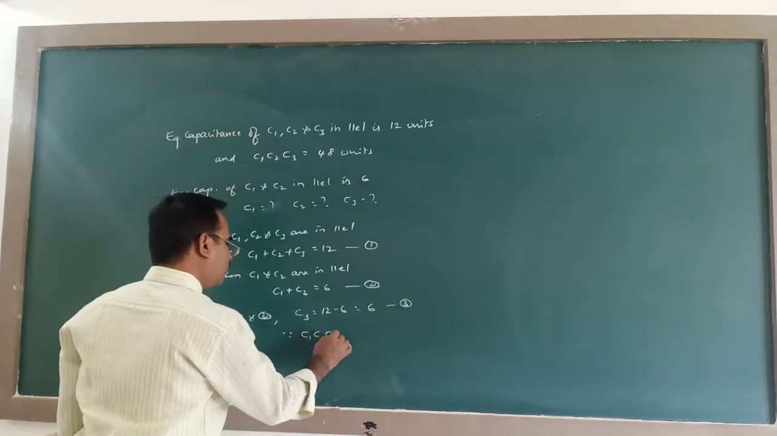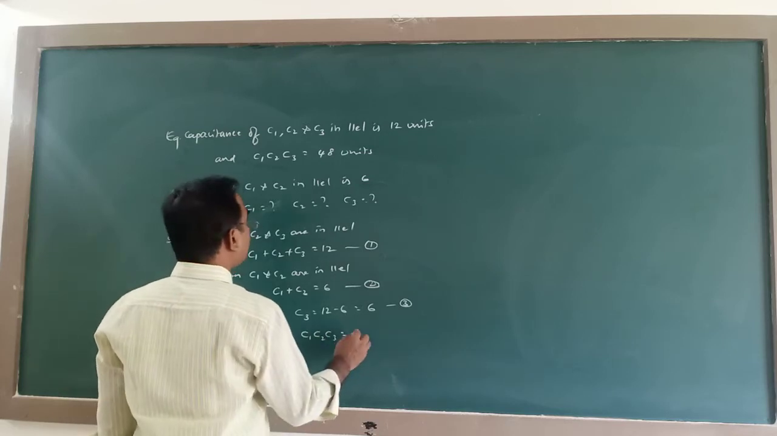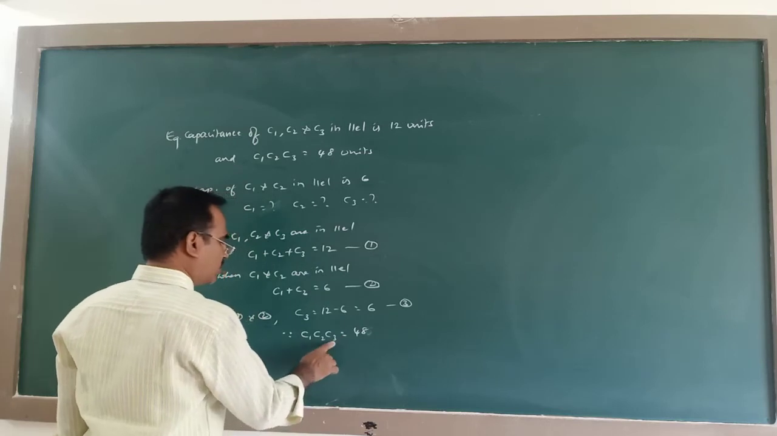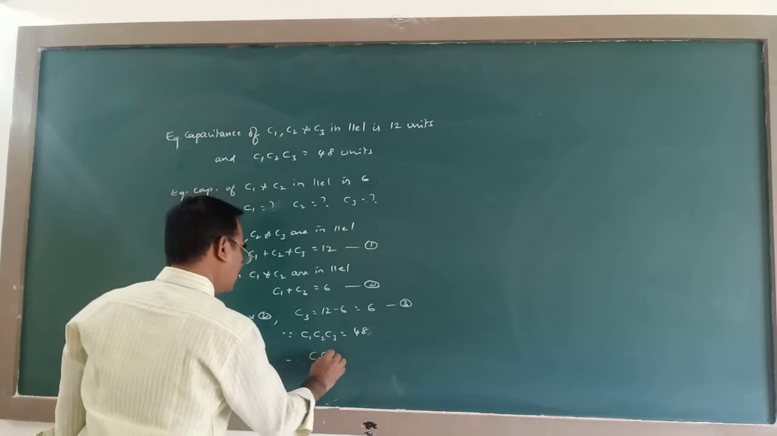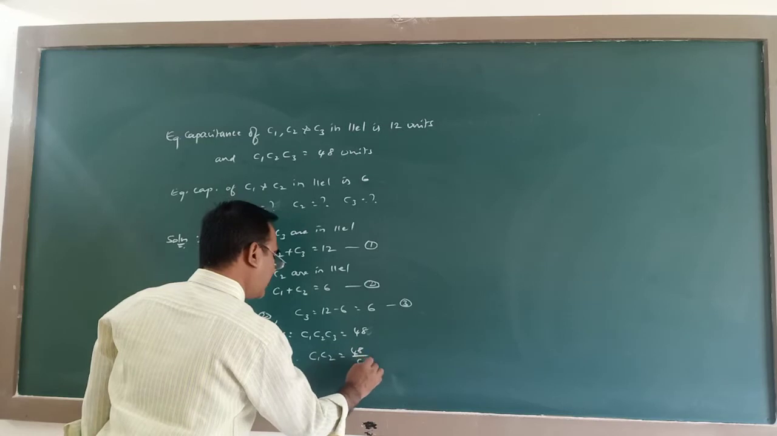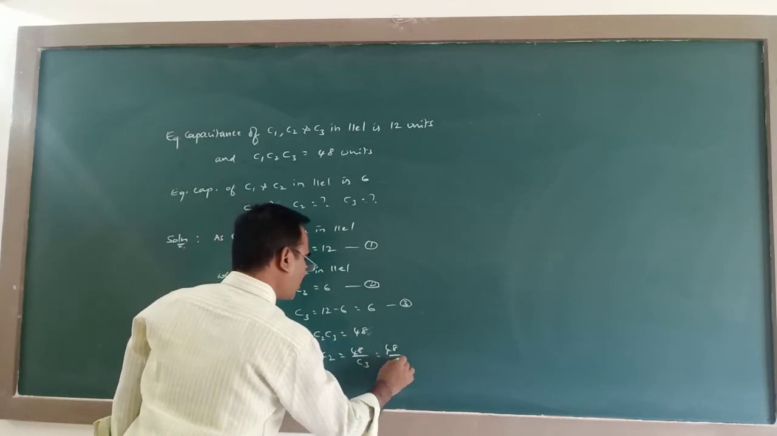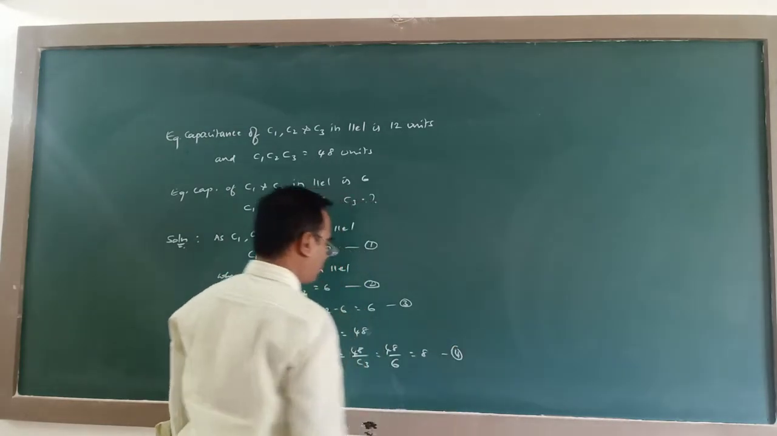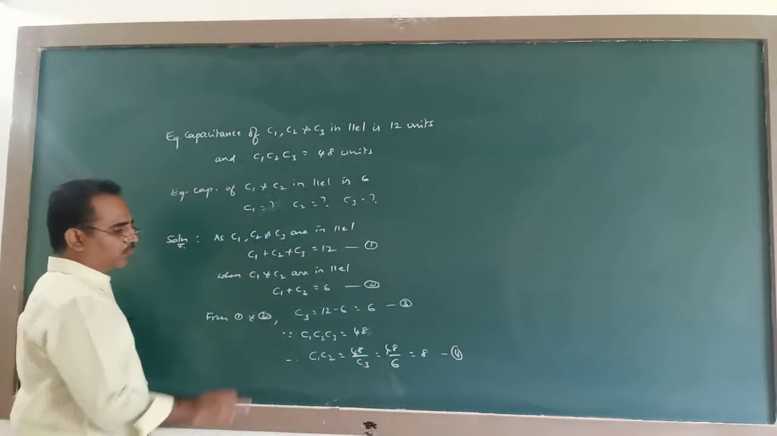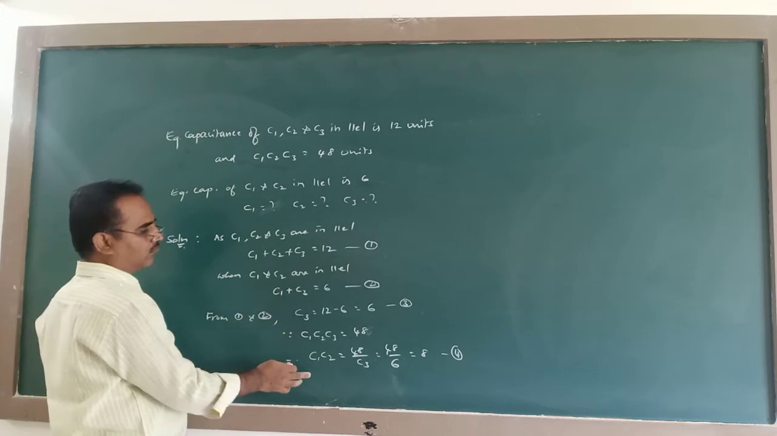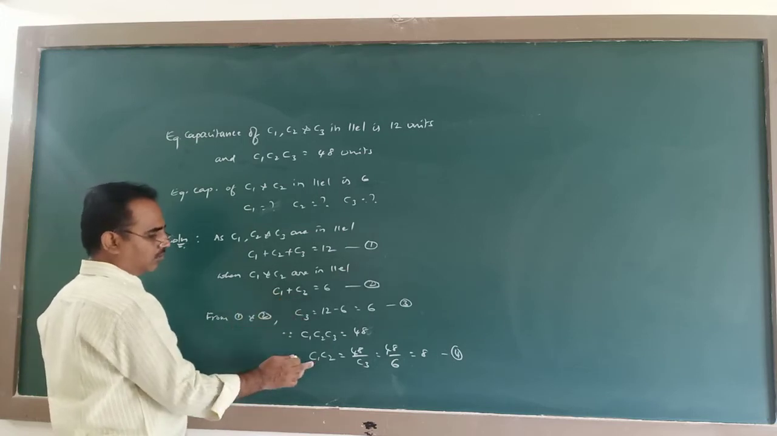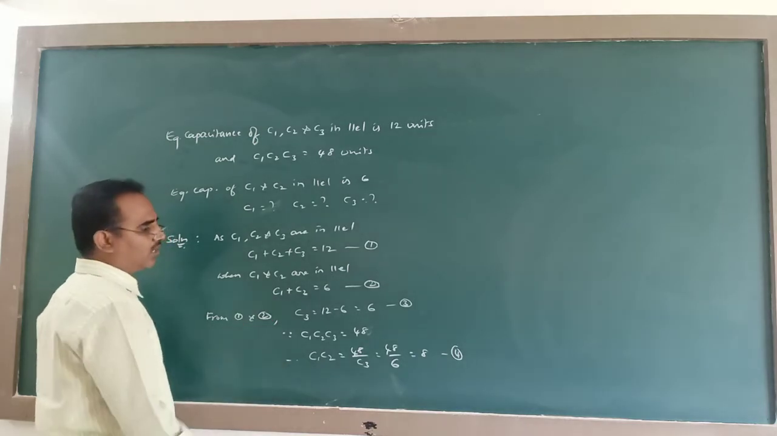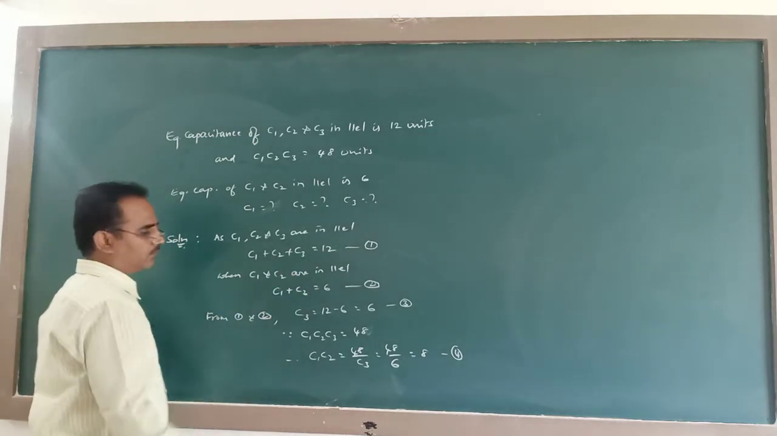Since C1 C2 C3 is 48, as you know this C3, C1 C2 is equal to 48 divided by C3, 48 by 6, which is equal to 8. This is equation 4. From 2 and 4, you know C1 plus C2, you know C1 C2. You solve these two, you find C1 and C2. You already know C3.